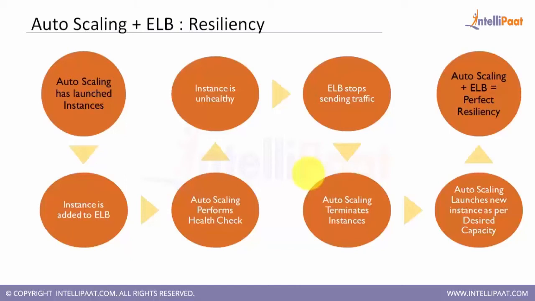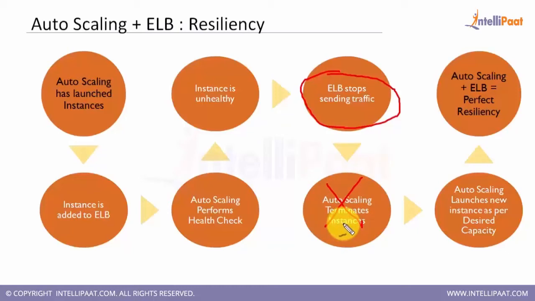In this case, as soon as the instance becomes unhealthy, ELB would stop sending traffic to that instance. We know that ELB keeps check of the health of the instance. When it's unhealthy, it stops sending traffic. And if it's unhealthy, auto scaling would terminate that instance automatically.